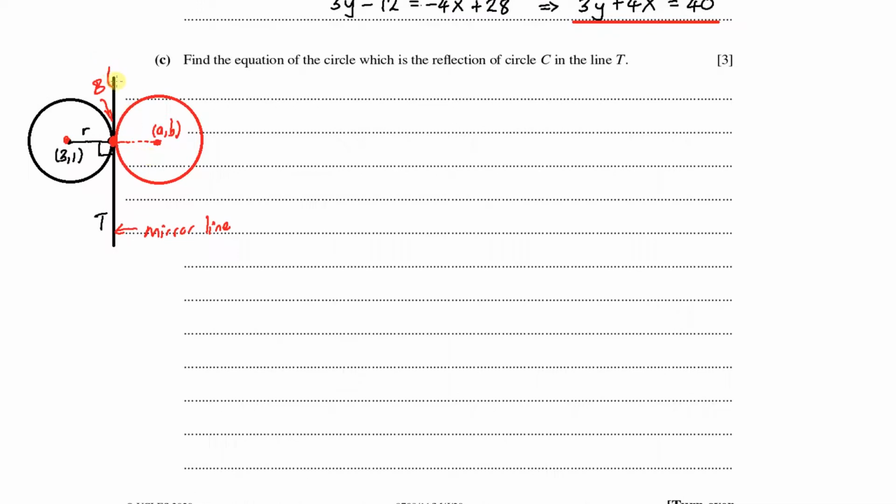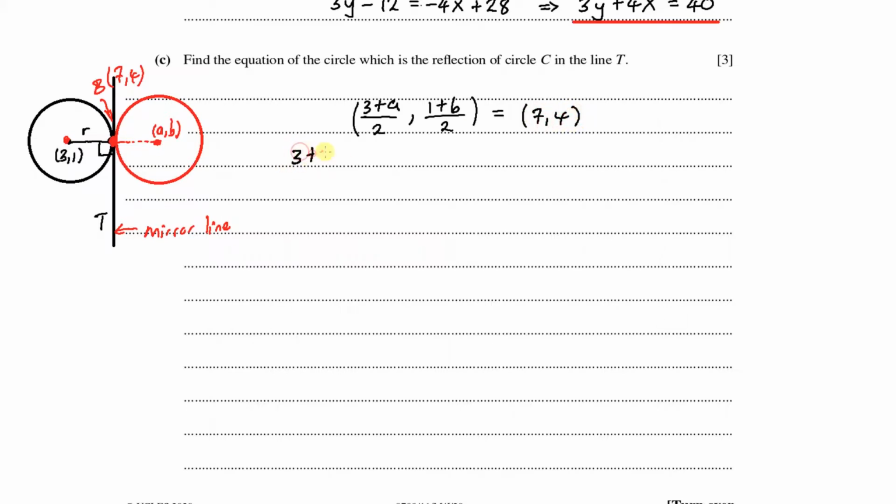So the coordinates of B are 7, 4. In order for us to find the coordinates of the center of the reflected circle, we can use the fact that the point B is the midpoint of the two centers. So we can say 3, that's the x coordinate here, plus A over 2, and 1 plus B over 2 should give us the midpoint, which is the point B, with coordinates 7, 4.